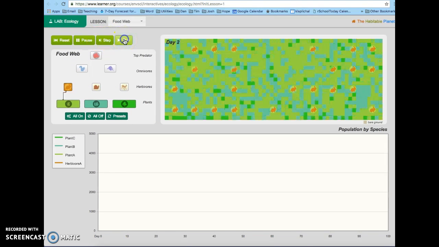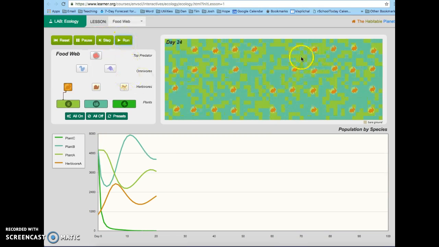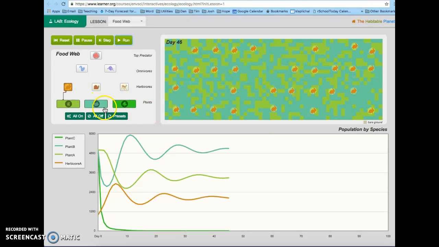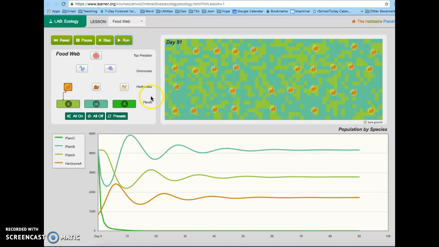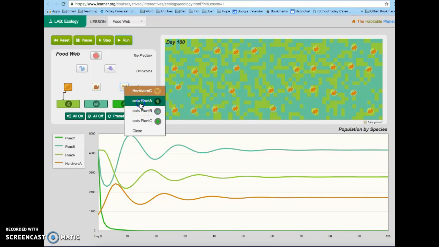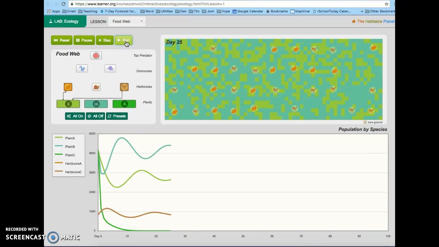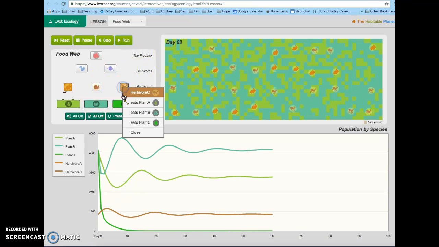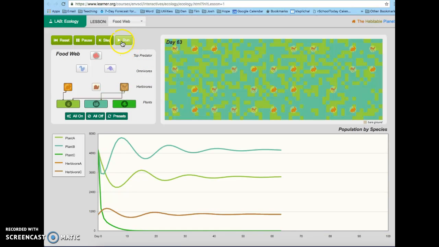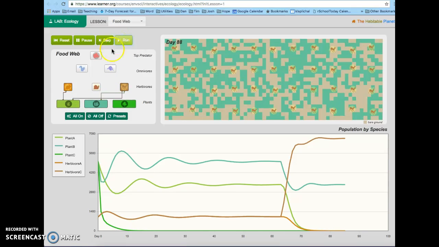And we're going to run this. See how now these other plant species can effectively thrive. So we're going to add a secondary plant. And we're going to say it eats plant A2, and reset this and run it. Okay, so let's have it eat plant B, and let's see what it does. Plant A almost completely wiped out immediately.